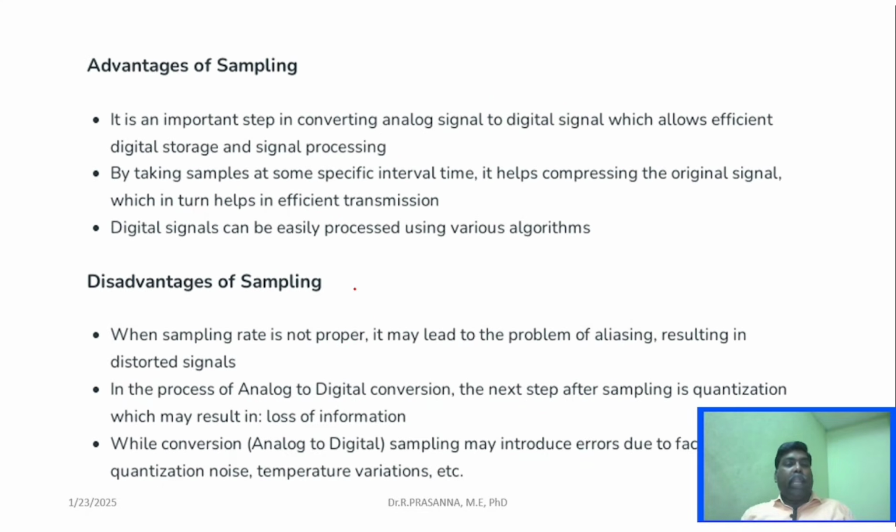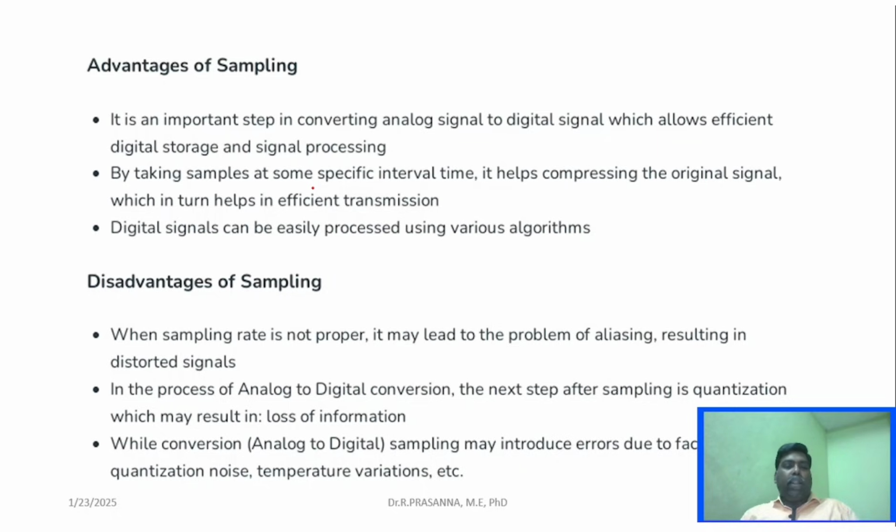And these are the advantages and disadvantages of sampling, where, as I said, it is the very first step in converting a continuous signal into a digital signal. By taking samples at specific intervals, we are able to compress the original signal, which will result in a very efficient transmission. And it is very easy to process these signals, and we can use various algorithms. These are the advantages of sampling.